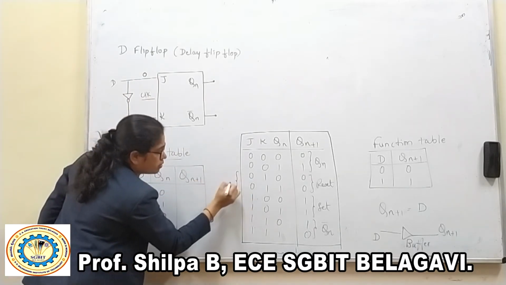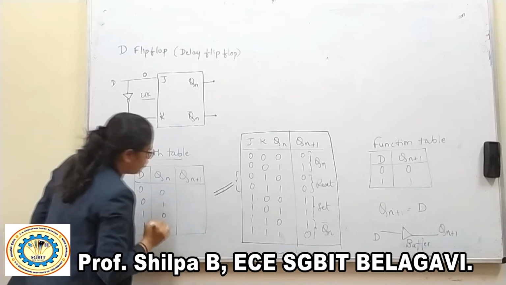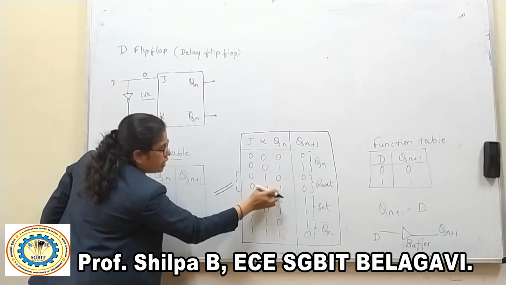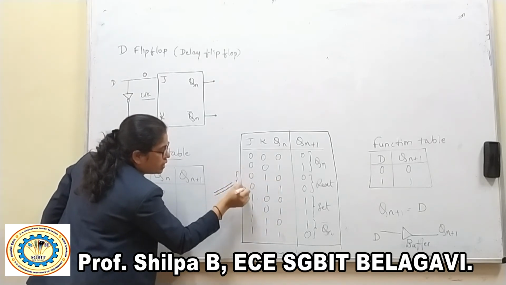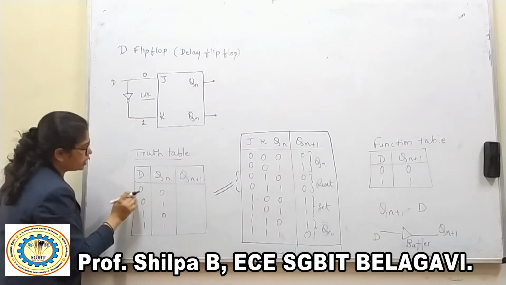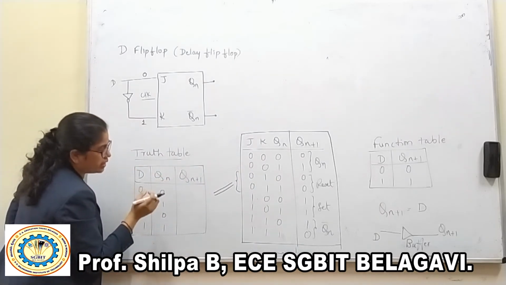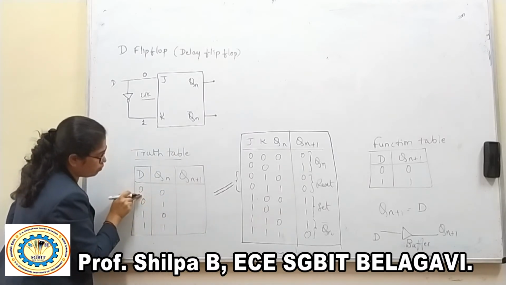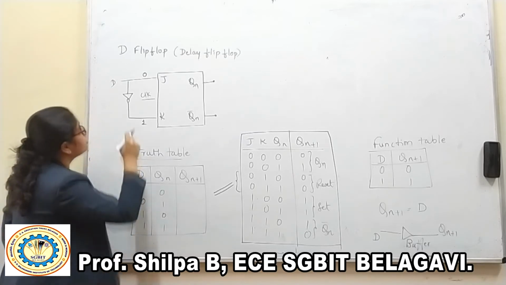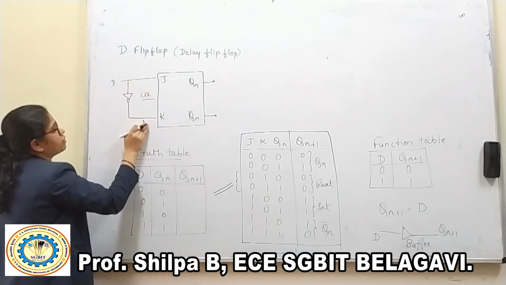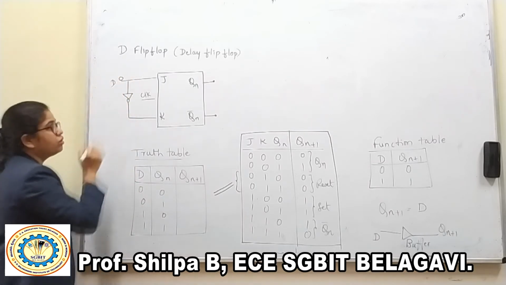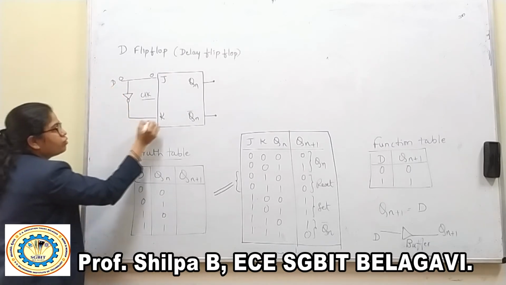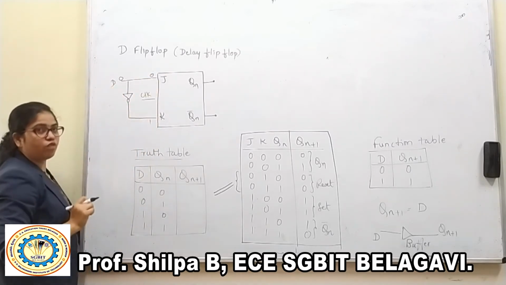This is collected from the JK flip-flop, and it is for the input 0, 1, where J is 0 entirely and K is high. So I am taking J as 0 and K as 1. In this condition, D is 0. I am applying D as 0 here. This same 0 goes to J, and the opposite of that goes to K. That is the 0, 1 combination of JK.